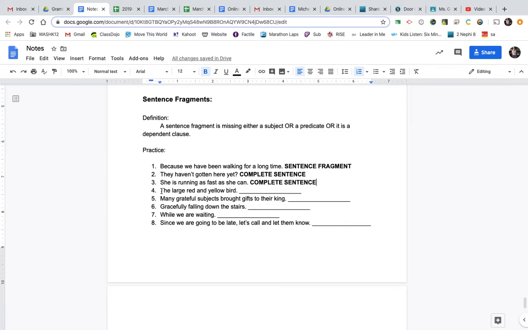Now we have number 4, "The large red and yellow bird." Let's go through our checklist. Does it have a subject? Yes, the large red and yellow bird. It does have a subject. Does it have a predicate? I don't see anything that this large red and yellow bird is doing. It is missing a predicate. Therefore, it has already failed our test to see if it's a complete sentence. It is a sentence fragment.